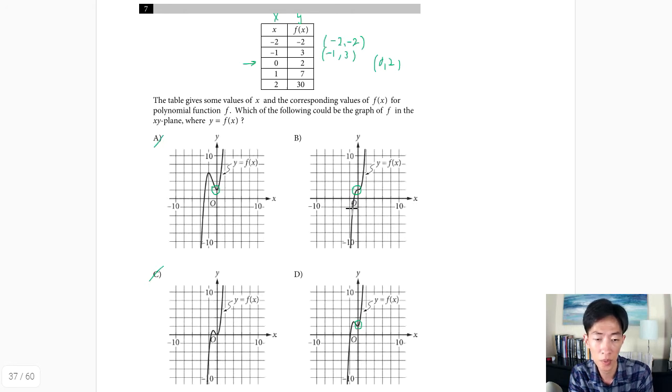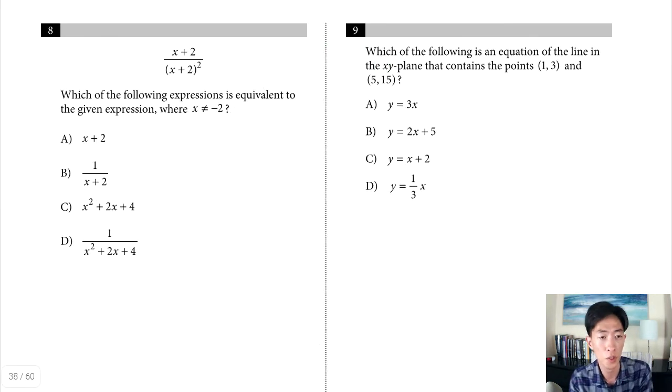Choice B, the graph is at -2, way below -2. It's probably like -2, -10. So we'll cross off choice B. And that leaves choice D for our answer. And just to check, when we're at -2, are we at -2 down there? Kind of hard to tell, but given that all the others are obviously wrong, D is going to be our answer. Question 8, we have x plus 2 over x plus 2 squared.